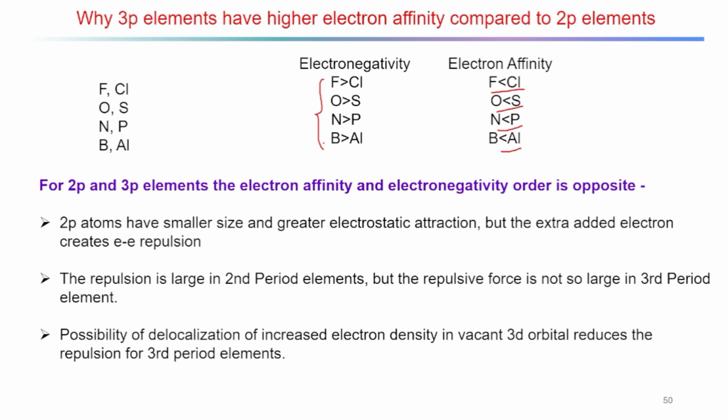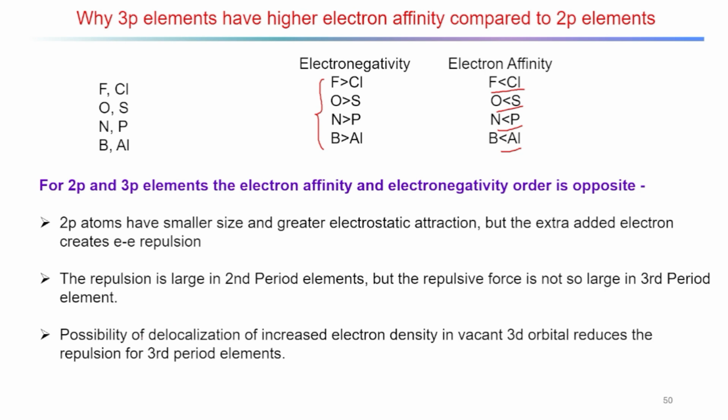If we add one extra electron, that creates electron-electron repulsion in that valence shell. Now the repulsion is large in second period elements, but the repulsive force is not so large in third period elements. In the third period, 3p has bigger size compared to 2p, right? So when we are adding an electron in the 2p, that time electron-electron repulsion is very high. But if we are adding an electron in the 3p, it can manage, it is not that high.